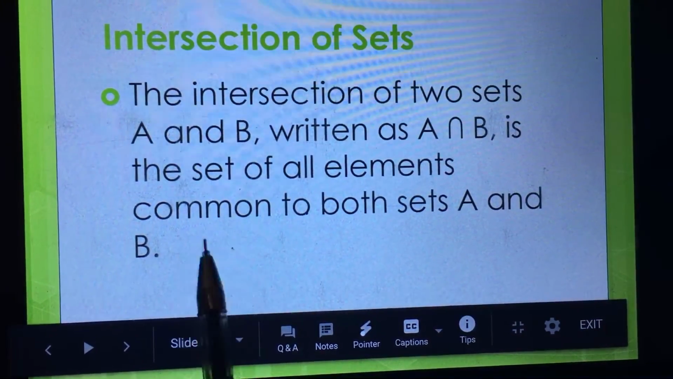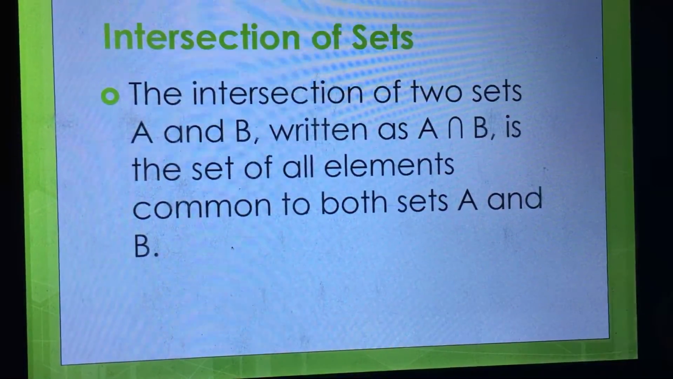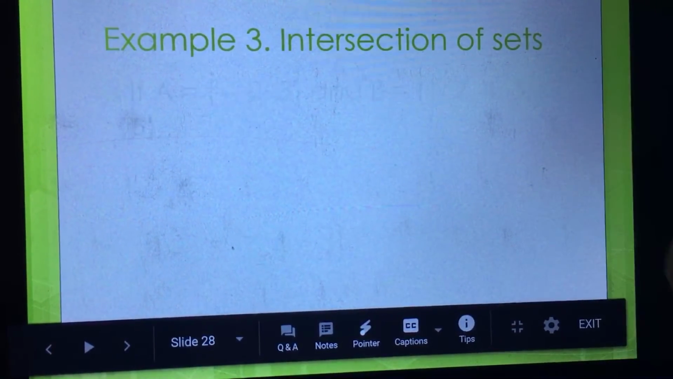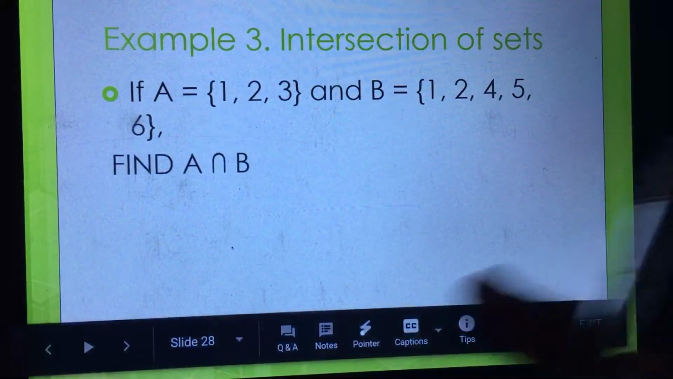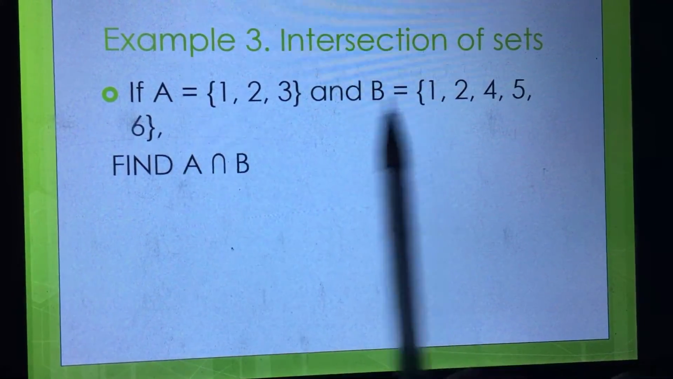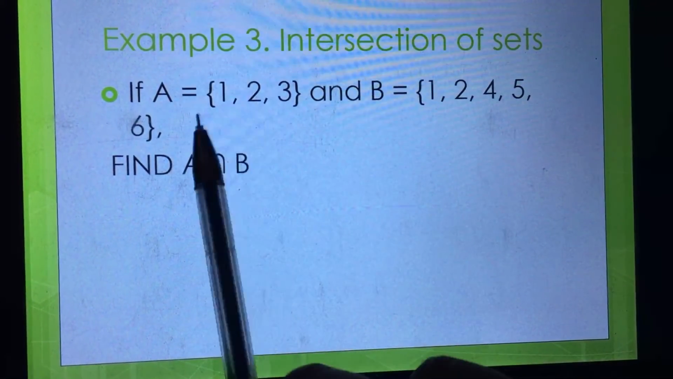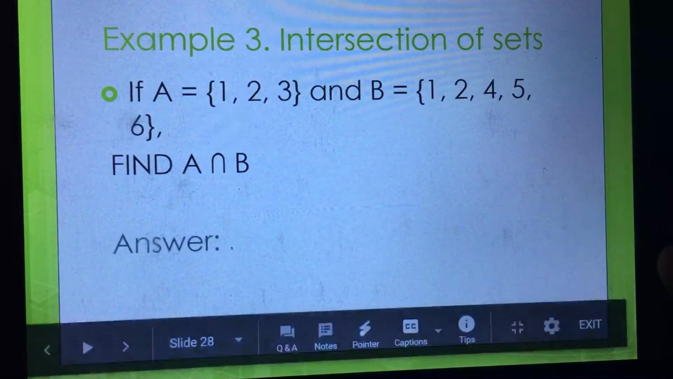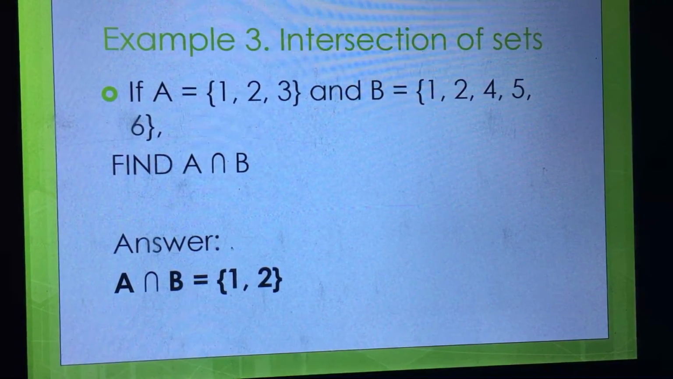Intersection of sets. When you say intersection of sets, you are going to identify the common elements that could be found on A and B. Again, we are going to identify the common elements. Example. We have intersection of set A and set B. So, 1, 2, 3, 1, 2, 4, 5, 6. What are the common elements between A and B? We have 1, 2, 1, 2. No 3, so therefore no 4 and no 5 and no 6. So 1, 2 are the common elements. So the answer there is 1 and 2. So you are going to write A intersection B.